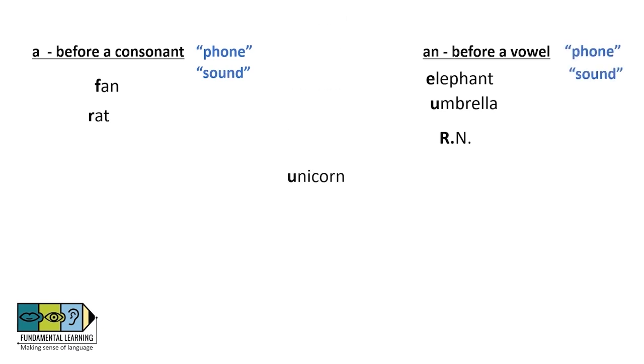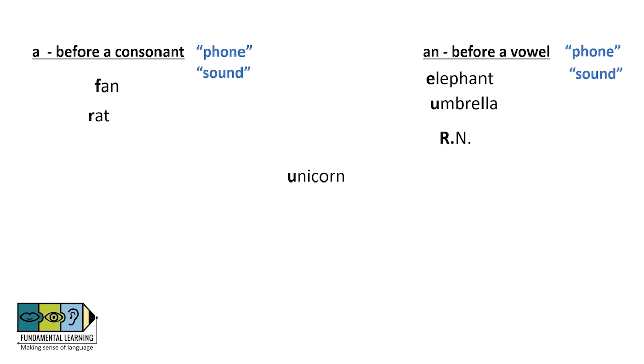So I use a before a consonant phone or a consonant sound, and an before a vowel phone or sound. So when I say R, what do you feel in your mouth first? R. Your mouth is opening for the vowel R. So even though the letter name is R, when we say that R, we're forming a vowel in our mouth first.